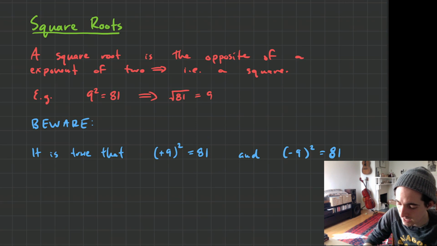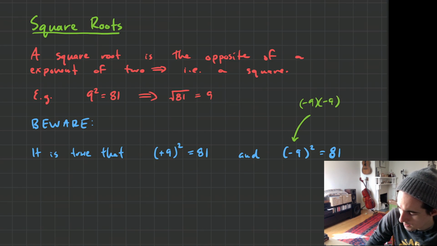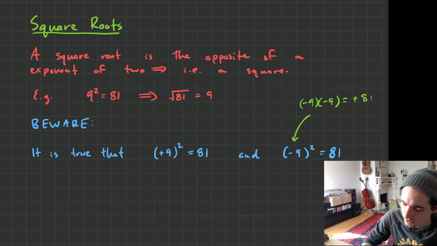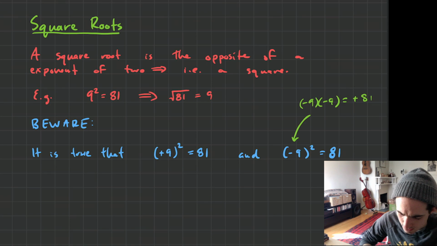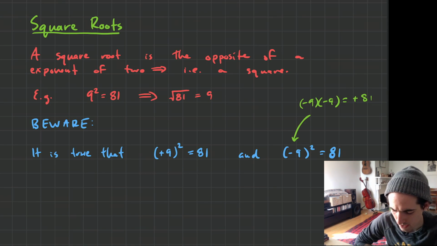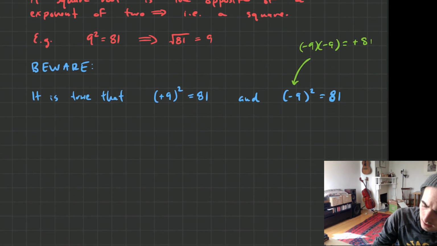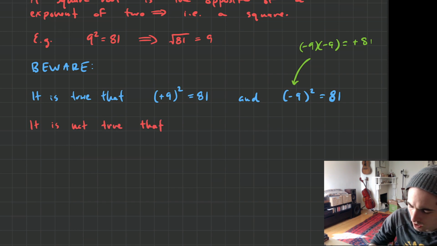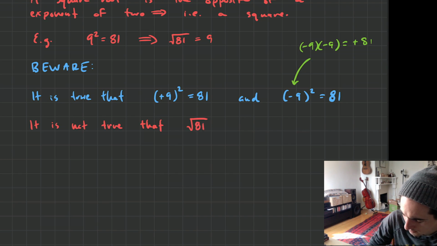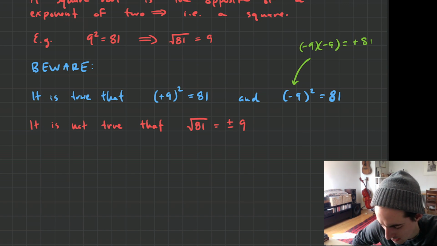That's undisputed. Because negative 9 squared, that's negative 9 times negative 9, and a negative times a negative, as we know, is a positive, so this is equal to positive 81. So yes, it is true that there are two possible values whose square is 81. That's absolutely true. That's a fact. However, it is not true that the square root of 81 is equal to plus and minus 9. That is not true. Okay?